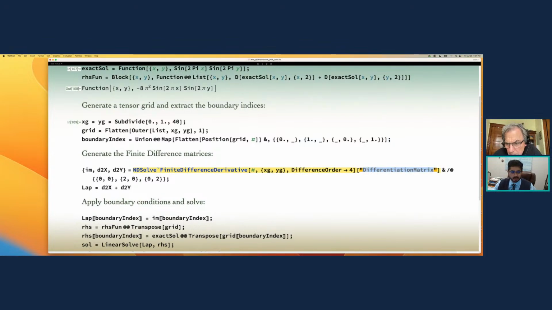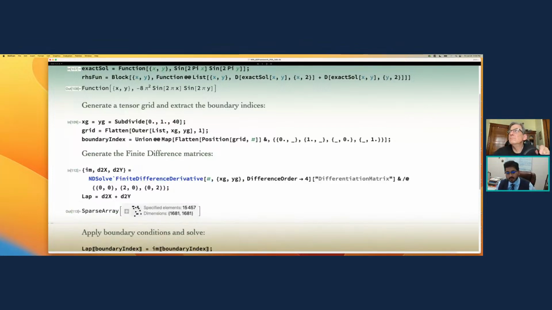So in this case, I'm going to extract out the identity matrix, which is kind of silly, but I decided to do it anyways, the second order derivative in the X direction and the second order derivative in the Y direction. Now, one of the things with these finite difference approximations is that the matrices come out extraordinarily sparse. Not only are they sparse, they're actually structured arrays, which means that you can employ very specific, efficient algorithms to solve these systems when you finally assemble them together.